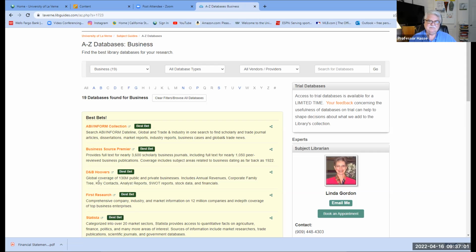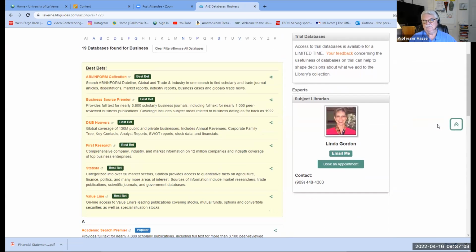Before I look at that database, here's a couple of information resources for you if you have a problem. You're a business student at Laverne. You have a librarian assigned to you. Her name is Linda Gordon, and she is there to help you with your research, with using the internet and the library resources. Linda Gordon, there's her phone number. You can email her. You can book a Zoom appointment. She can help you with any information you need and cannot locate. She's there to help you, and she's a very nice person. So also, you can come to me too, and I can help you as well.